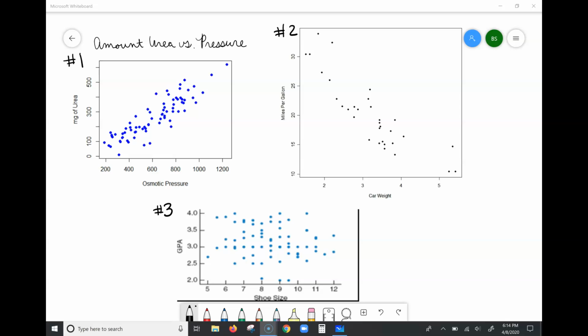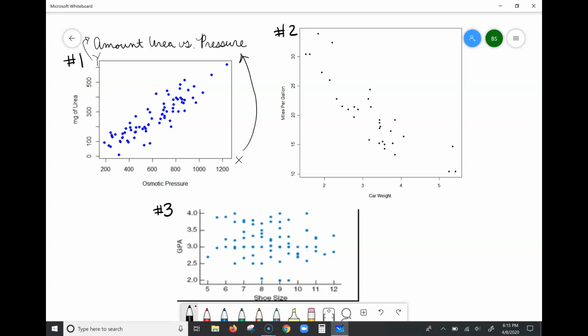If you came up with a title similar to amount of urea versus pressure, then you were correct. Remember that with DRY MIX, the dependent variable is on the y-axis, and that goes first, and the independent variable, MIX, independent, goes on the x-axis. That always goes second. Let's look at number 2.